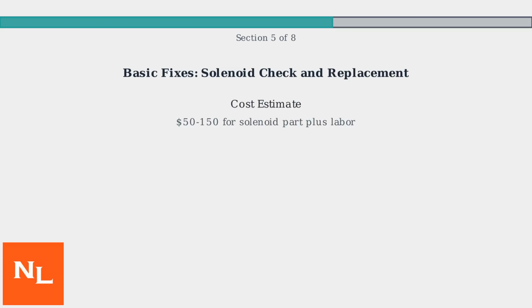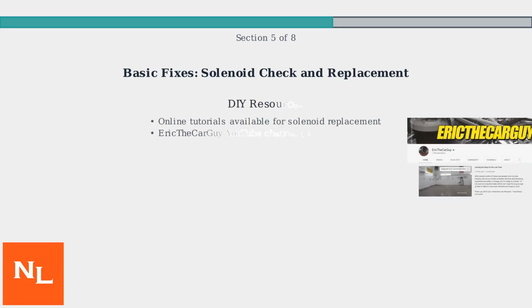Solenoid replacement typically costs between $50 and $150 for the part, plus labor costs. This repair is often DIY-friendly with guidance from online tutorials, such as those on the Eric the Car Guy YouTube channel, updated in 2024.